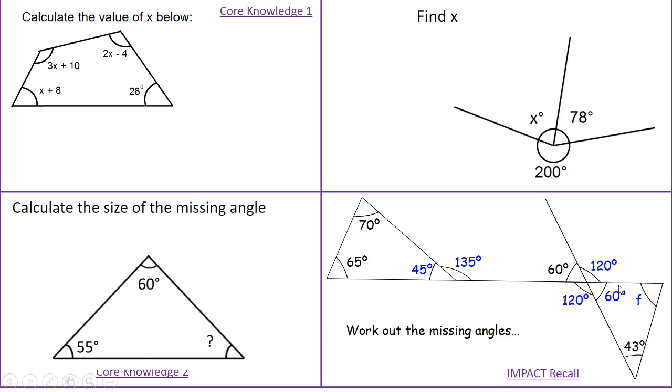And lastly, we've got another triangle that must add up to 180. So what do you add to 103 to get to 180, which is 77?